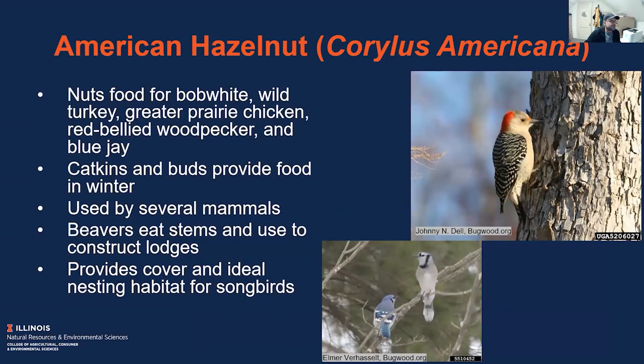And then the nuts themselves are used by several different birds, kind of our larger songbirds, because those are pretty good size and would require a pretty heavy bill to crack them open. And then, as I mentioned, the catkins and also the buds will provide food in winter for different birds. It's also used by several mammals. Beavers will eat the stems and use it to construct their lodges. And in addition to the food resource, it also provides cover and good nesting habitat for various songbirds as well.